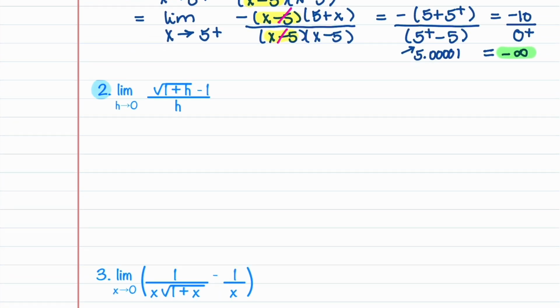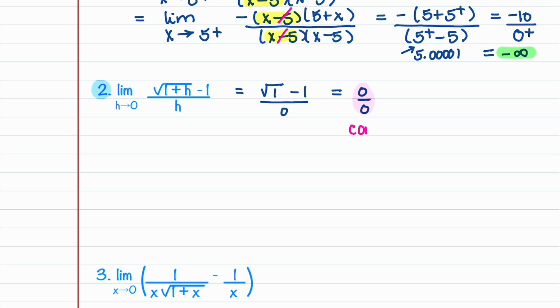Let's now look at our second example. We're going to begin by substituting in that h is equal to 0. This gives us the square root of 1 minus 1, all divided by 0. So we get 0 divided by 0, which we saw up above is an indeterminate form. Often, when we have a limit with a square root, we can evaluate it by multiplying by a conjugate. Let me remind you what a conjugate is.